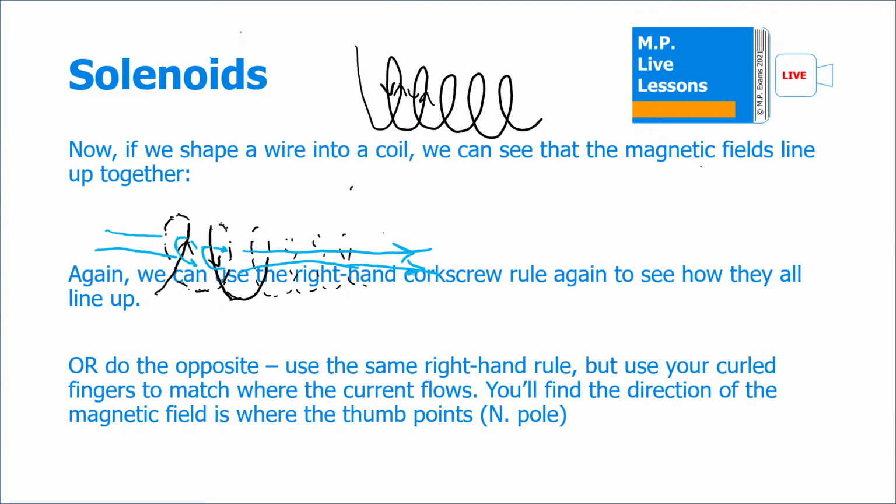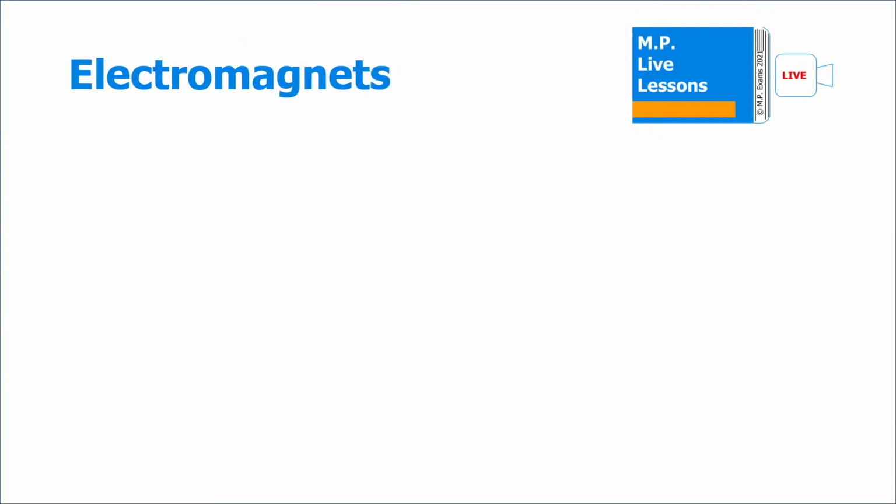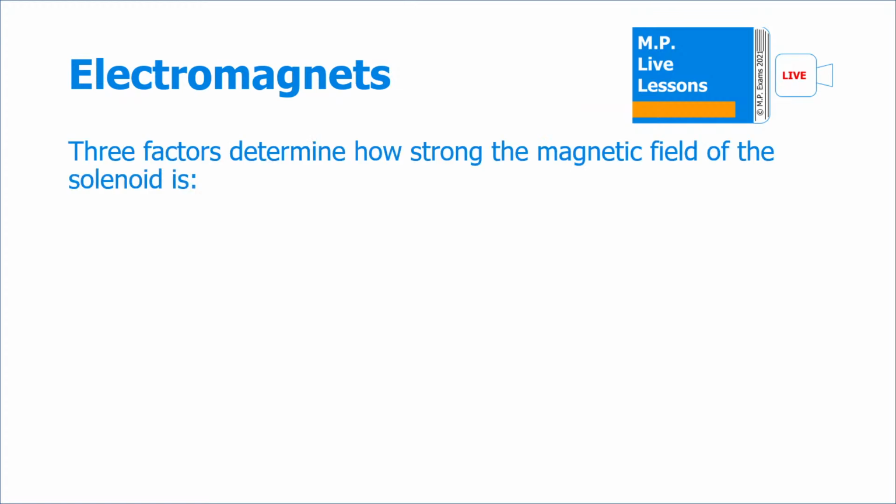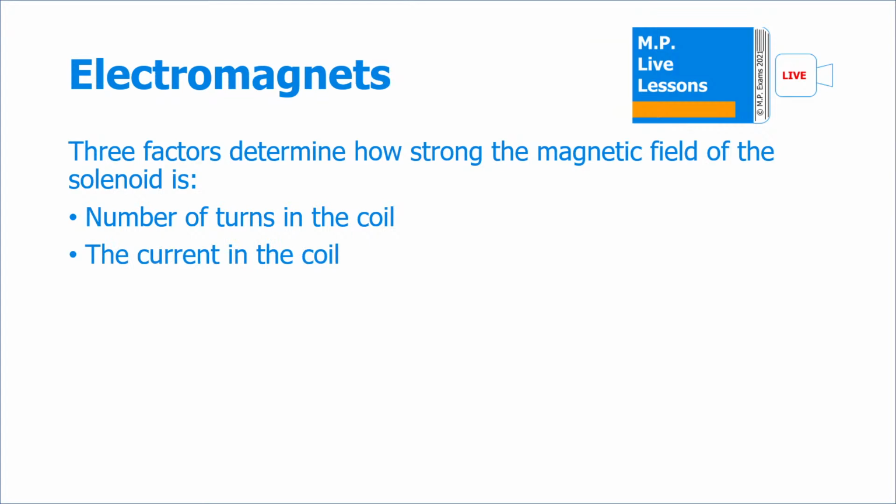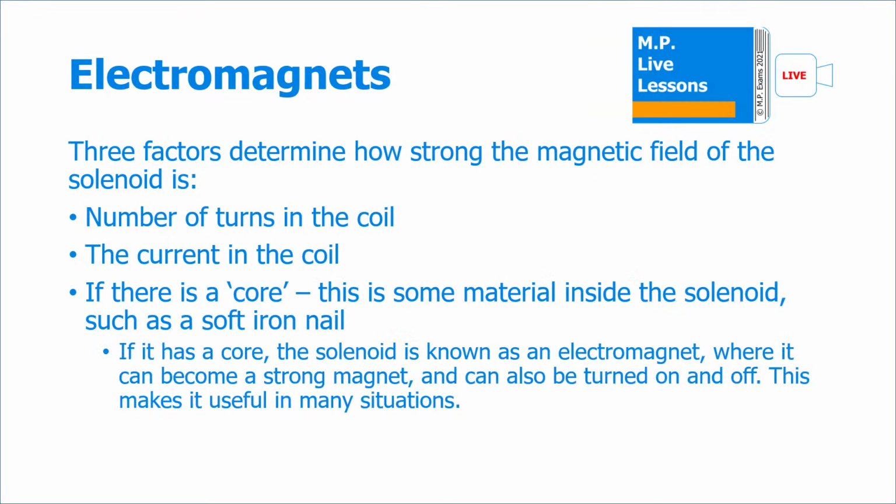Now, moving on to electromagnets, three factors determine how strong the magnetic field of the solenoid is. The first is the number of turns in the coil. If we increase the number of turns, if we have more loops, the electromagnet becomes stronger. We could also increase the strength of the magnetic field by having more current in the coil. We could also put something called a core, some material inside it, like an iron nail, because this will amplify the magnetic field and direct it.